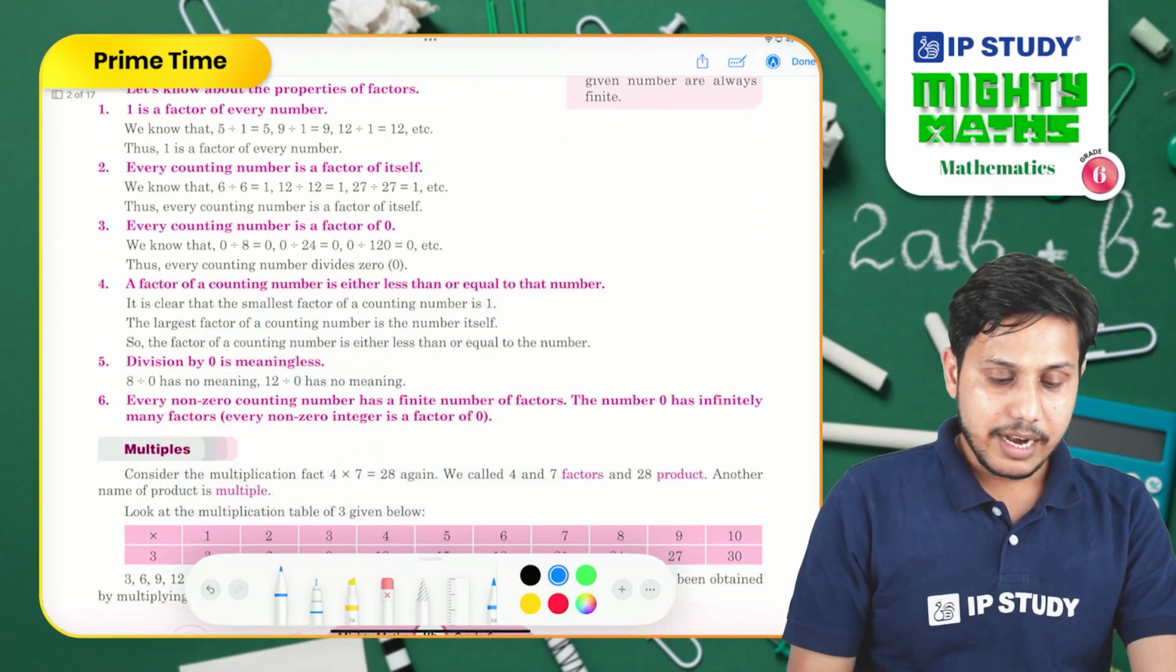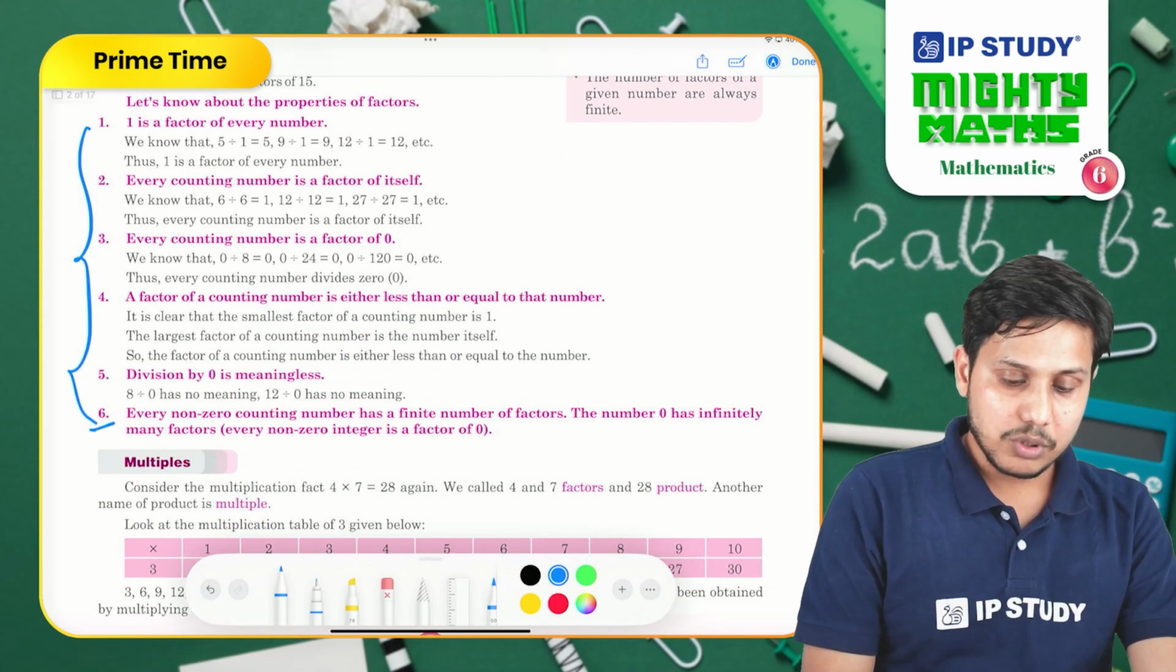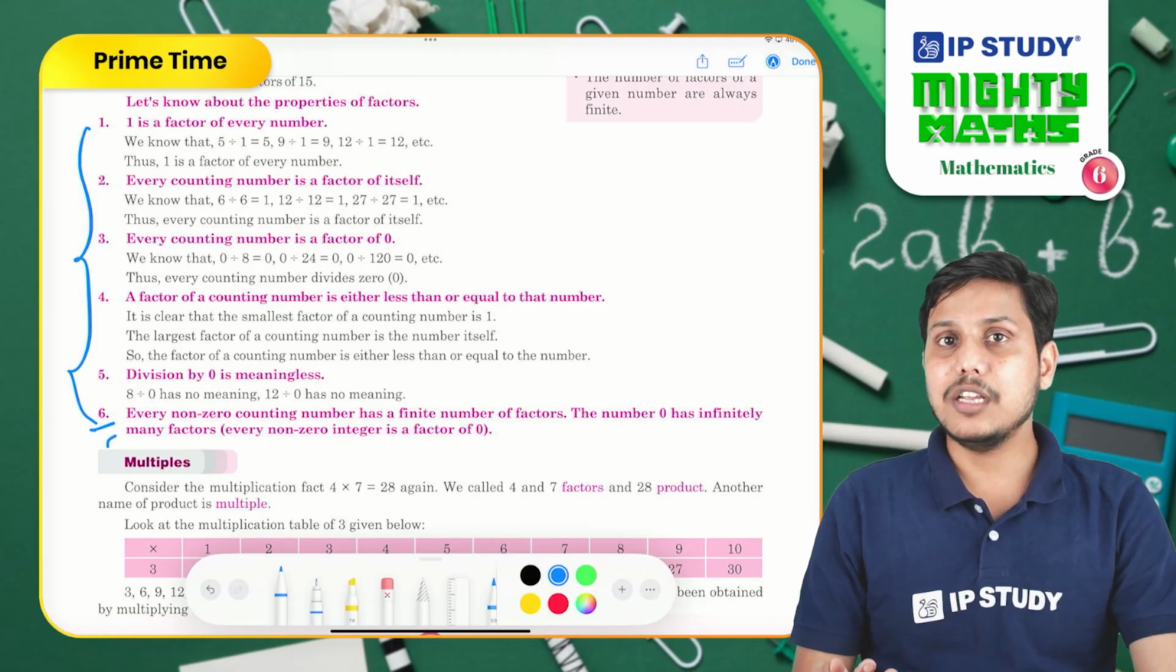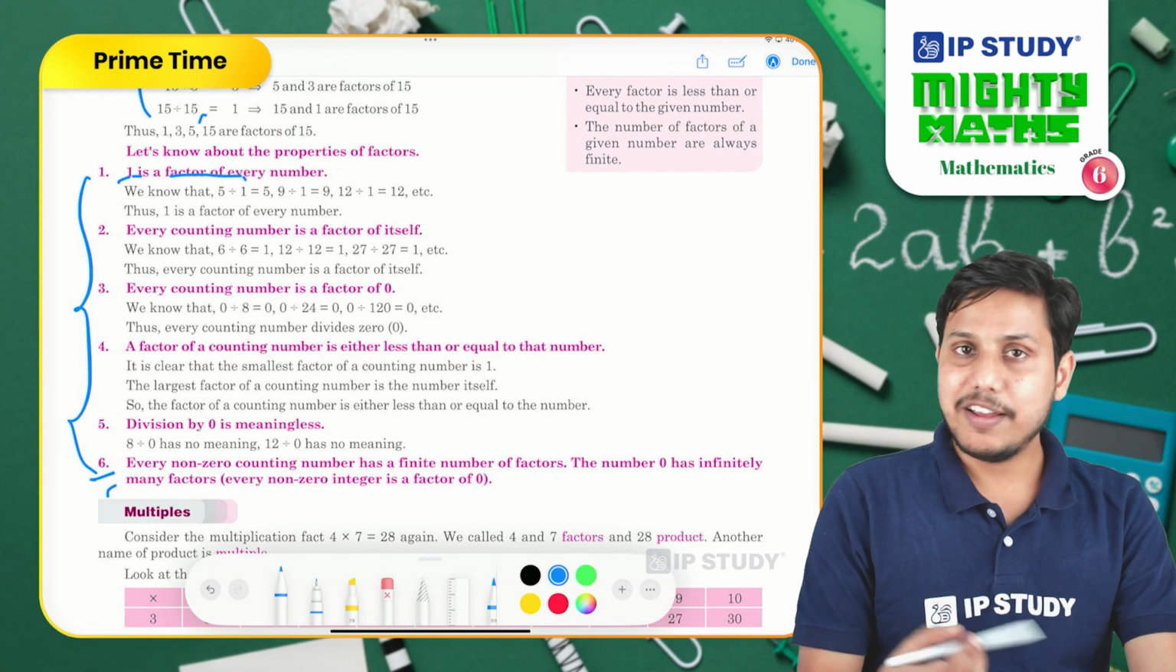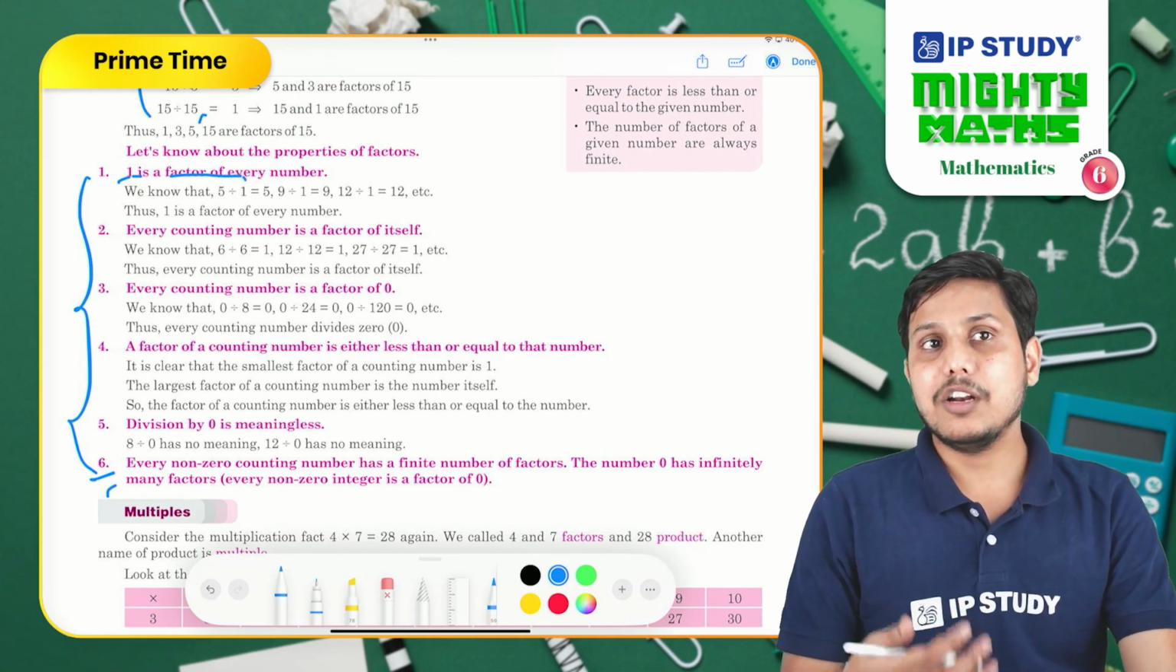Yes. There are various properties through which you can go through. It will enhance your knowledge about factors. Yes. So first is 1 is a factor of every number. So 1 will be a factor of every number.